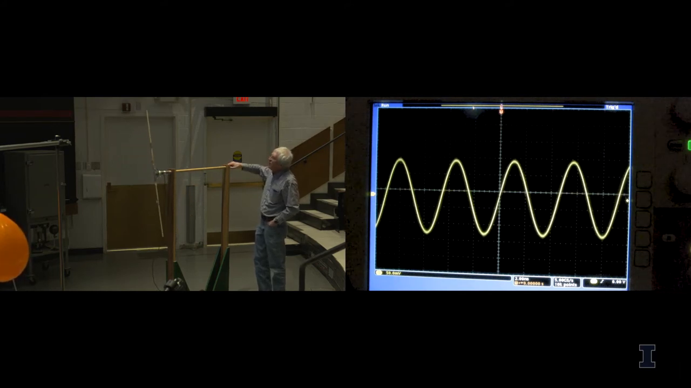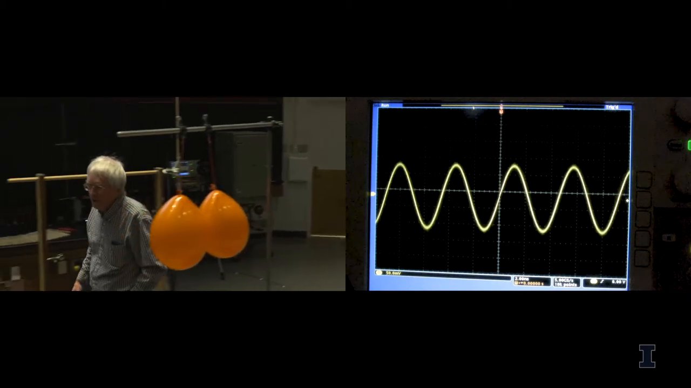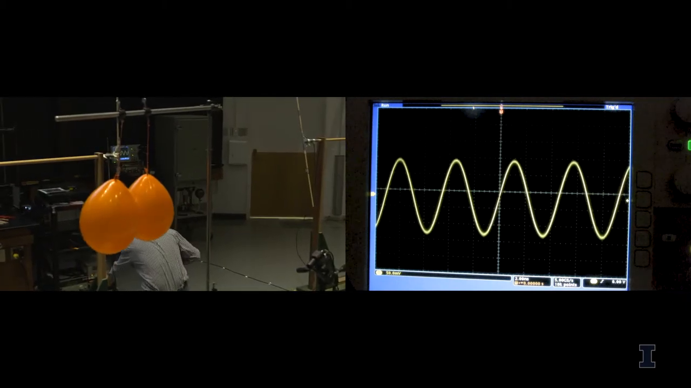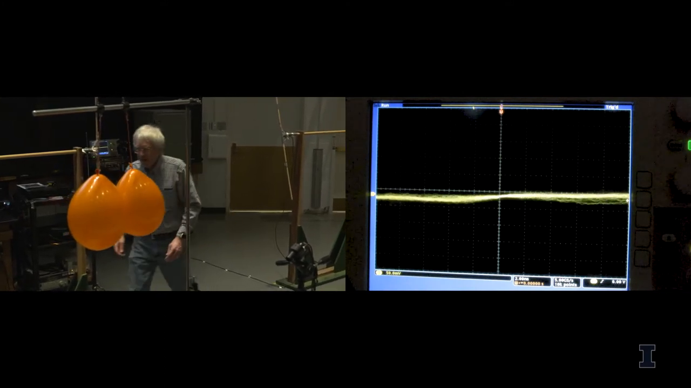So if you had an antenna like that with a vacuum triode amplifier, you would see something like this. And now let me turn this off.